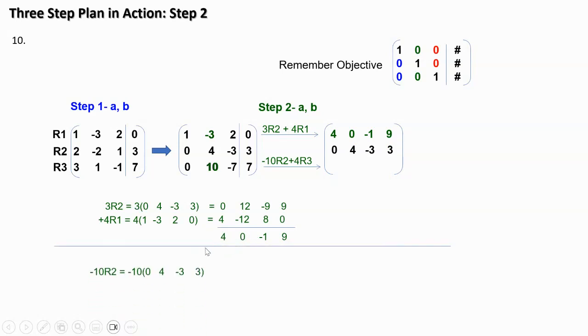Now, this is the second part, step 2. So -10 times row 2 will give us -10 and 0, 4, -3, and 3. And the result will give us 0, -40, 30, and -30. Plus 4 row 3, you're going to multiply 4 times 0, 10, -7. So that will give us 0, 40, -28, and 28. So after I execute the operation, it's going to be 0, 0, 2, 2.